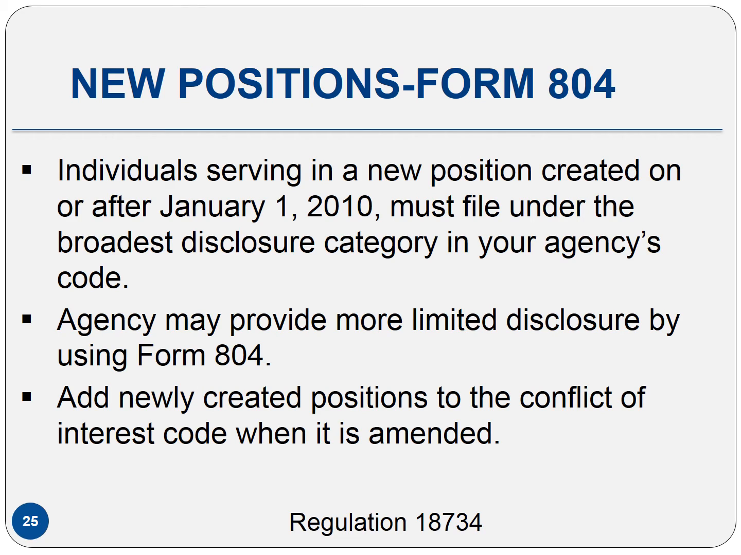Newly budgeted positions, which have been newly created since January 1st, 2010, that are not yet designated in your agency's Conflict of Interest Code, must still file a Form 700 if they are making or participating in making governmental decisions. These positions must file under the broadest disclosure category in your agency's code until such time that their positions are included in the code. However, your agency may limit their disclosure requirements. Form 804 is not required, but is available for this option on the FPPC website.